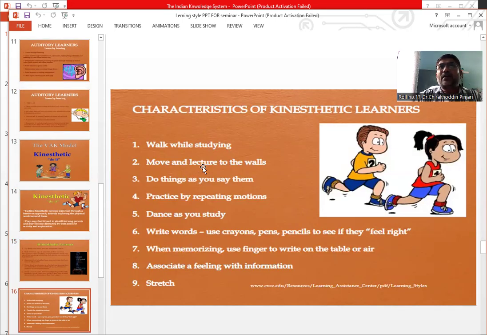Characteristics of kinesthetic learners: walk while studying, move and lecture to the wall, do things as you say them, practice by repeating motion, dance as you study, write words, use crayons, pen, or pencil to see if they look right. When memorizing, use a finger to write on the table or air, associate a feeling with information, and stretch.